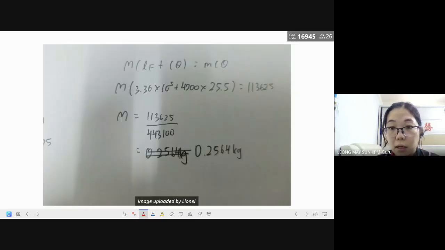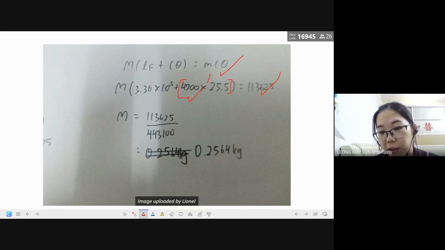Lionel, I saw the equation here, so the substitution 1 mark. Here also 1 mark. Lionel, be careful, brackets please. 25.5, okay, correct. Supposed to be 25.5. So answer and unit correct. Lionel, 4 decimal places should be okay, but maximum 3 should be sufficient already.